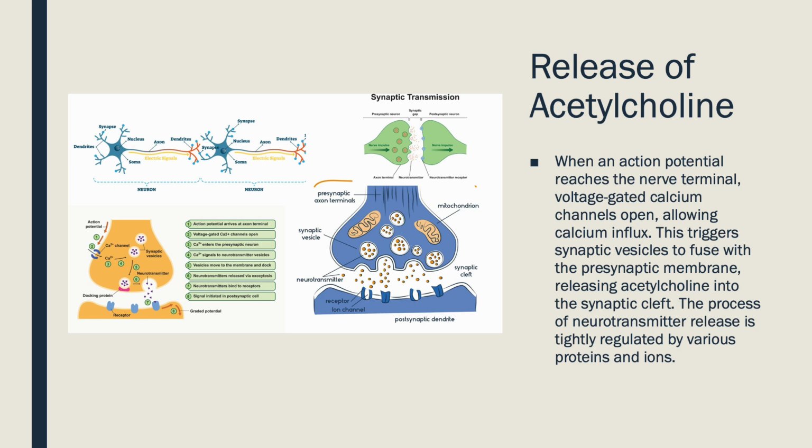So, acetylcholine release is triggered by calcium influx after an action potential. We have those SNARE proteins that facilitate vesicle fusion with the presynaptic membrane, and that releases acetylcholine into the synaptic cleft. Acetylcholine will be rapidly broken down by acetylcholinesterase to terminate muscle contraction.